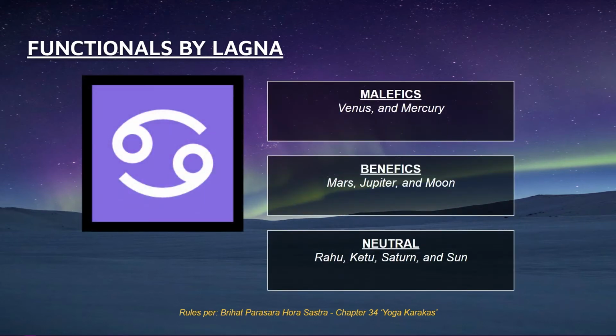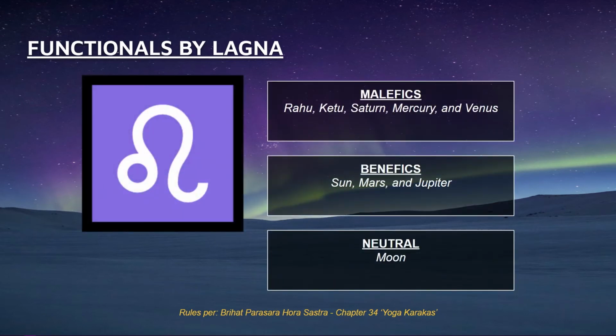Okay, Cancer Lagna, the malefics include Venus and Mercury. Benefics are Mars, Jupiter, and Moon. Neutral planets are Rahu, Ketu, Saturn, and Sun. So now, this is an interesting twist, and it's not greatly explained. But Rahu and Ketu are generally malefic, even in the functions. In this case, I do believe it's because the Moon is at home in Cancer. So they're a little bit of a different relationship in this situation. I think it's Ketu that's actually 5 houses away. So that's actually a trinal relationship. Kind of makes sense.